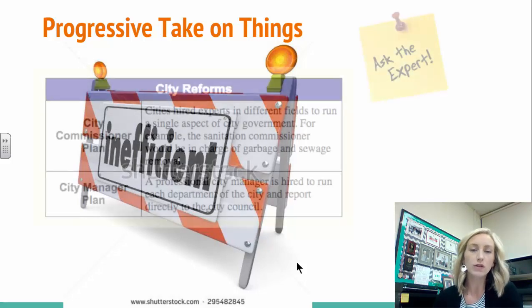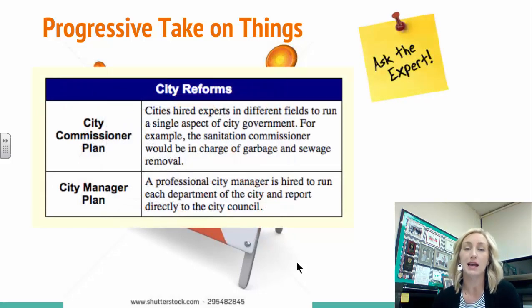So the progressives said, we need experts. We need to find experts to fill these jobs and have higher expectations for them than just hiring your friends, because things need to get done. So this leads to the city commissioner plan as well as the city manager plan.